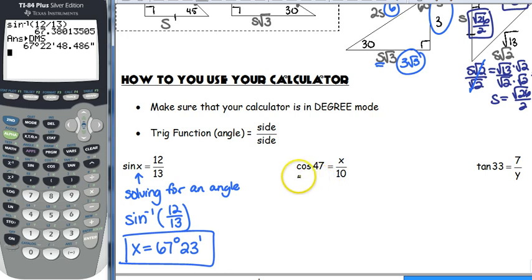Okay, and then our next one, we've got cosine of 47 is equal to x over 10. Here we are solving for a side.